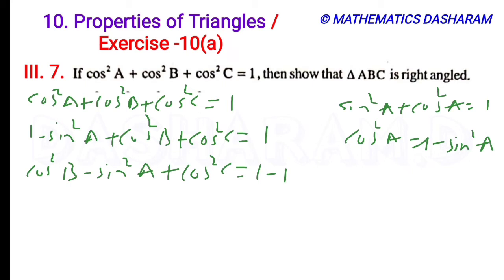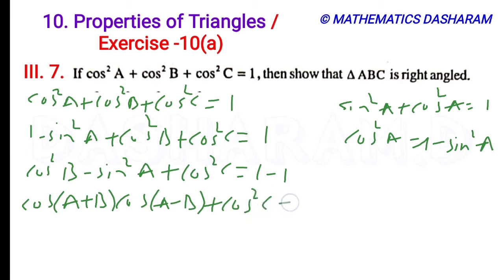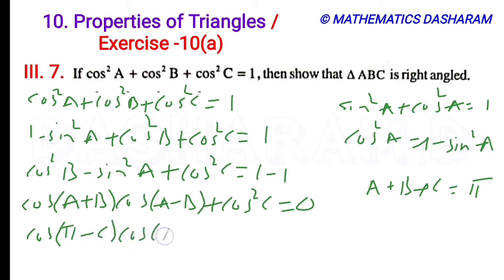Cos square B minus sin square A formula is cos (A plus B) into cos (A minus B), plus cos square C, 1 minus 1, 0. But A plus B plus C equals pi. From this, cos (A plus B) will become cos (pi minus C), into cos (A minus B) plus cos square C equals 0.